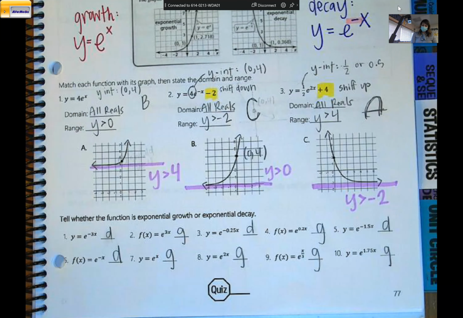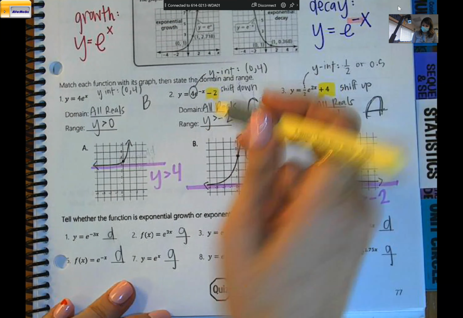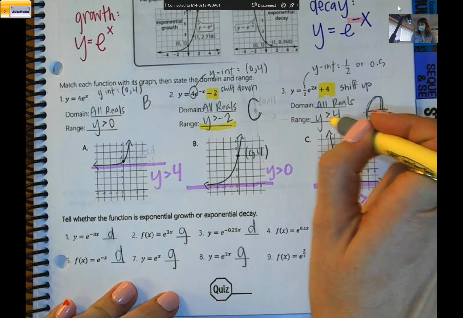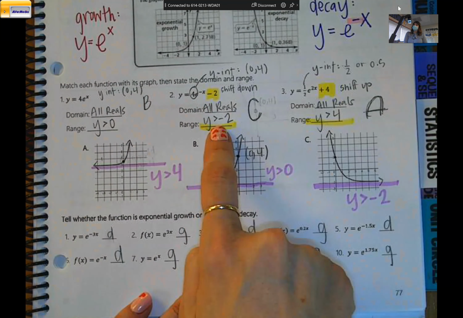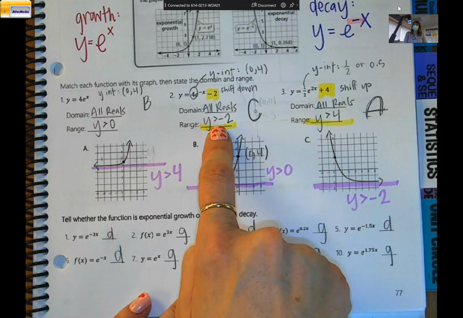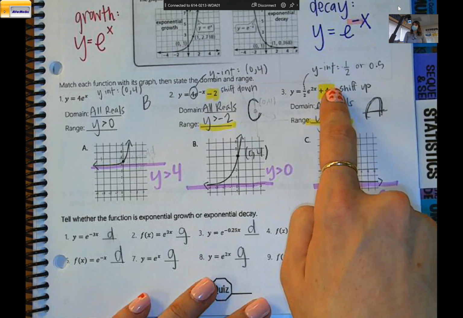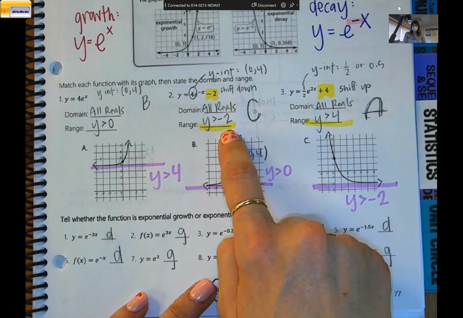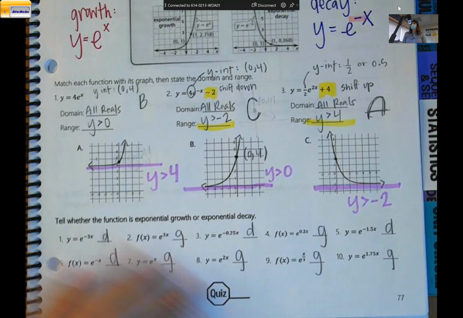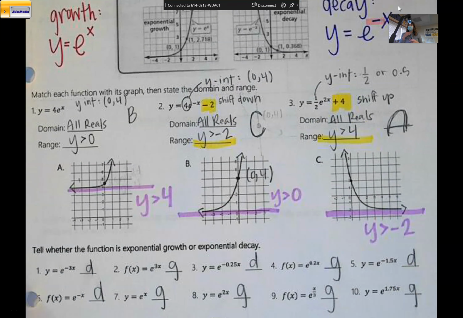It turns out if you shift up or down, your range matches that number. So when I shifted down by 2, my range is y is any number greater than -2. When I shifted up by 4, my range changed to any number greater than 4. So whatever you add or subtract moves your fence to that number.